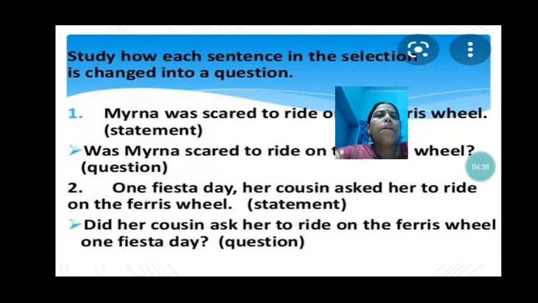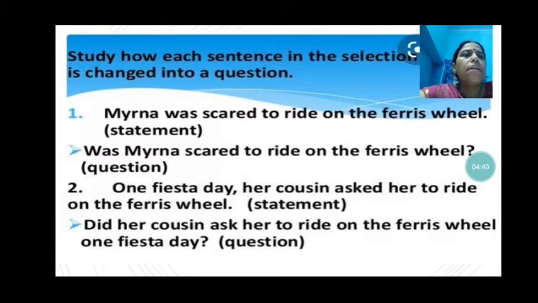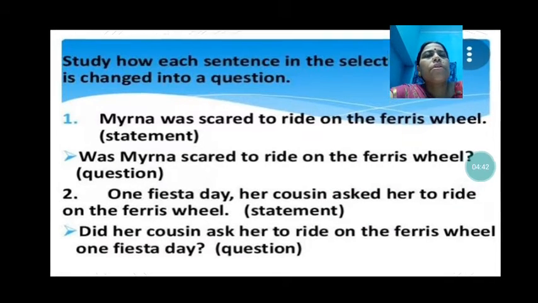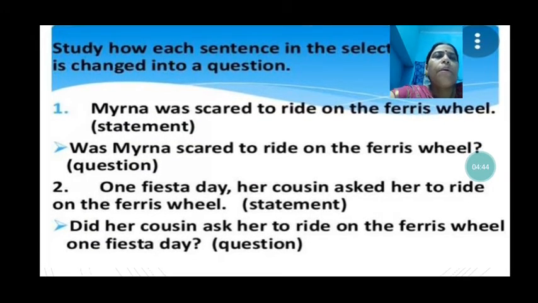Now the next, study how each sentence in the section is changed to a question. Mira was scared to ride on the Ferris wheel. So this is a statement. How will we change it? See, first we will bring that verb before the subject. Was Mira scared to ride on the Ferris wheel?